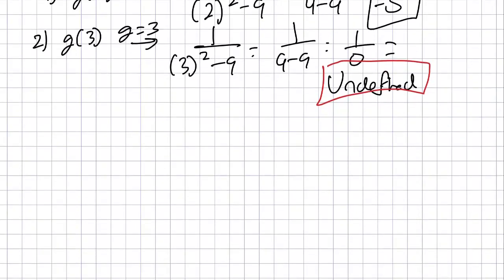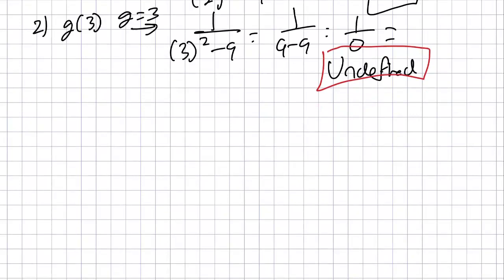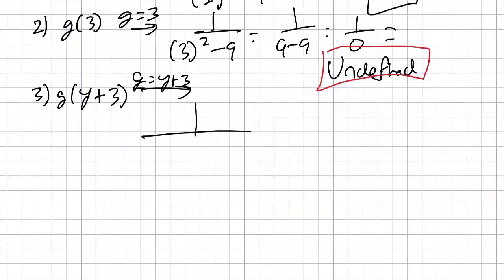Okay, the last one is always a tricky one too. You guys gotta know how to simplify more than one term. So g of y plus 3. That means when you plug into the equation, x is equal to y plus 3. So all you gotta do is just plug it in. The only thing you have to be careful about is when you simplify. 1 over y plus 3 squared minus 9.